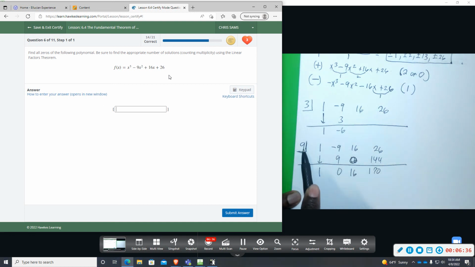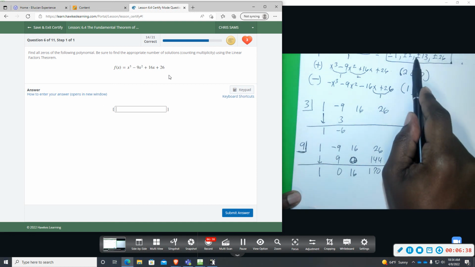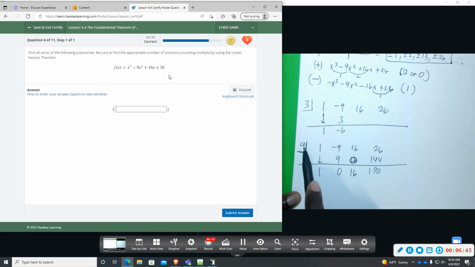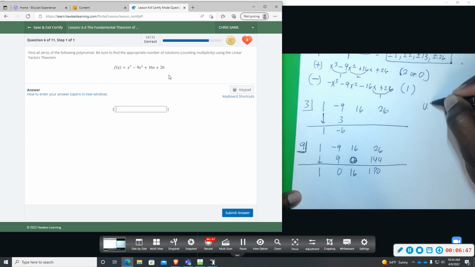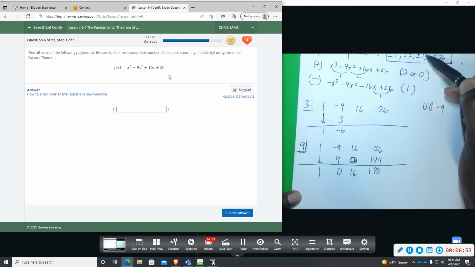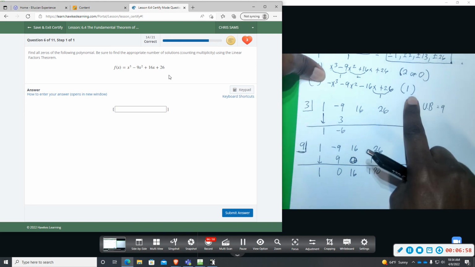What that means is that out of the positive zeros, if they are rational, I don't have to pick anything bigger than 9. So upper bound is 9. So that means I would only have to try 2 or 1. I wouldn't even have to try 13 or 26. Now let's try lower bound, because we only get one lower bound number.